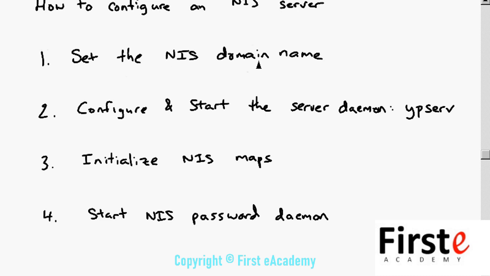NIS domain names should be different than DNS domain names, even if the NIS domain encompasses the whole DNS domain, just for security reasons. You should always make sure the NIS domain name is different than the DNS domain name. Once you've done that, then you configure and start the server daemon, which is called ypserv. Then you initialize the NIS maps, that shared information. You have to initialize that and create the files that are then going to be shared across the network. And then you start the NIS password daemon.